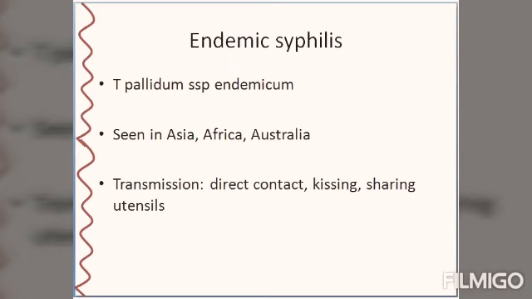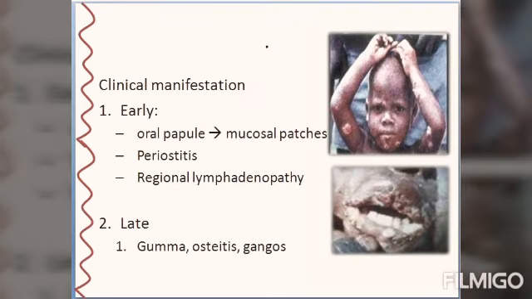The mode of transmission is by direct contact, kissing and sharing utensils. The clinical manifestations, 2 types are there, both early and late. Early, it starts as an oral papule which leads to mucosal patches, periostitis and regional lymphadenopathy. Late manifestations are gumma, osteitis and gangosa.